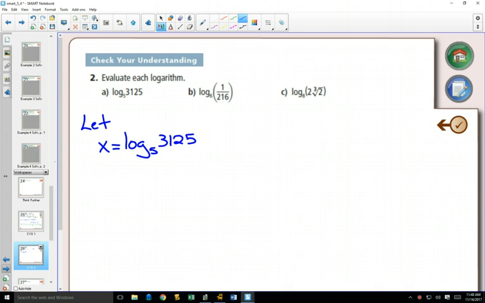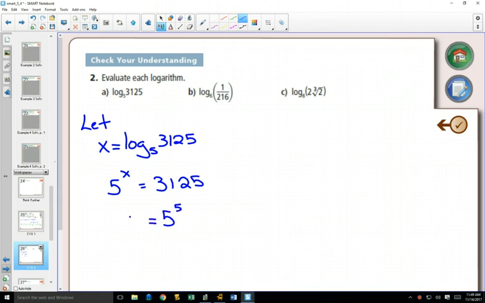Now that I have this, well, this is the form I'm not comfortable with. I can change it to exponential form. The base is 5. Log solves for exponents, so the exponent is x equals 3125. And I think on our powers chart we didn't even go this high. I think for powers of 5 we went up to 625. This is the next one.